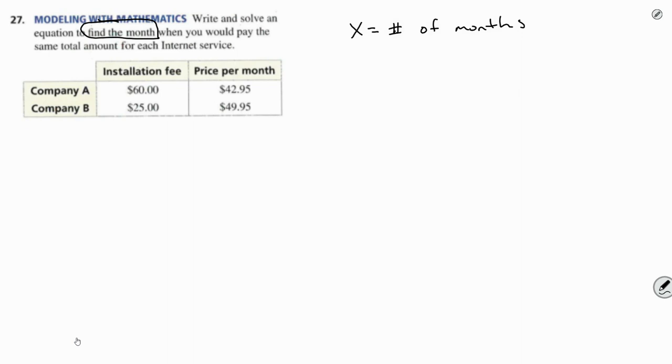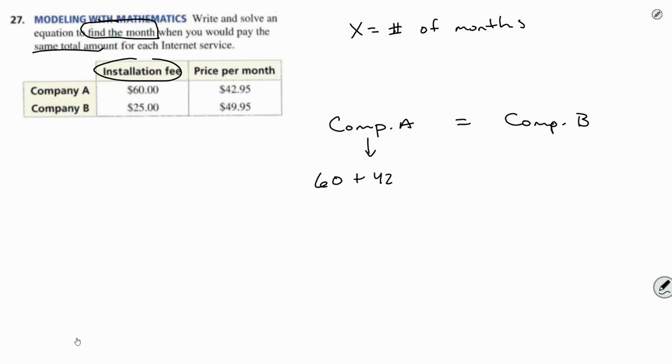So now, installation fee, we should only get charged once. So we want to figure out the same total amount. So when is company A equal to company B? All right, so company A equation, installation 60 plus. The installation fee happens one time, whether you go for 10 months or whether you go for 1 month. The $42.95 you pay every single month that you keep it. So same idea on the other side. Installation fee pay once, $49.95 you pay every month.